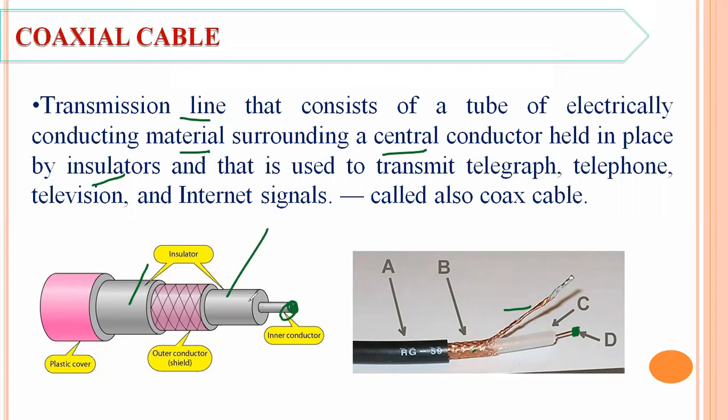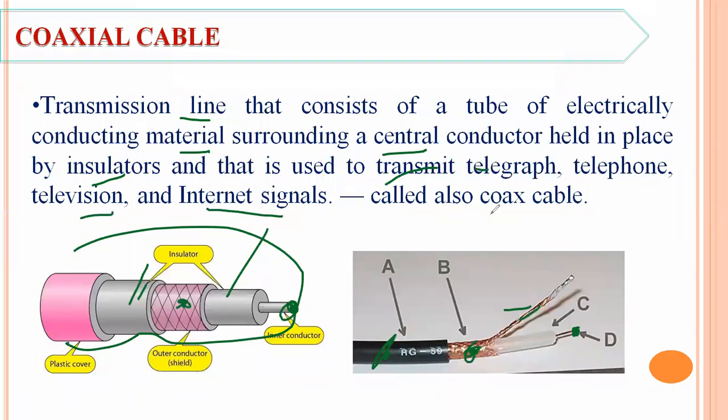So this is the inner conductor having an insulator over it, and then we have this net-like wire. This golden wire is the net-like wire, and again some thin insulator is implemented, and the whole wire is covered with the plastic cover. This black color is the plastic cover. So this is used to transmit telegraph, telephone, television, and internet signals from the center to the receiver, and it is called the coaxial cable.